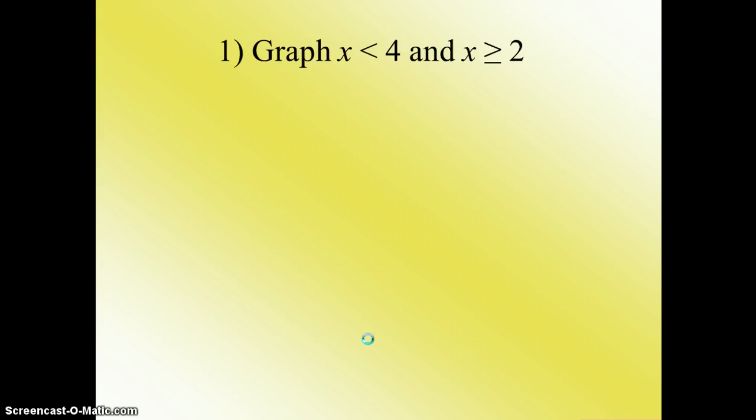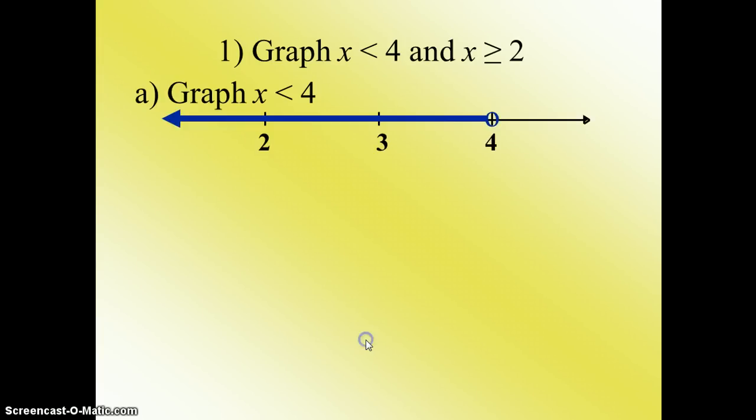Alright, so we're going to graph x is less than 4 and x is greater than or equal to 2. So the first thing we're going to do is graph x is less than 4. On the number line, you remember from the video before and from the lessons before, it does not have a line underneath indicating it's equal to, so it's just less than. So we're going to take an open circle right here, and then because our x is on the left side, our arrow points to the left. So we're going to go to the left.